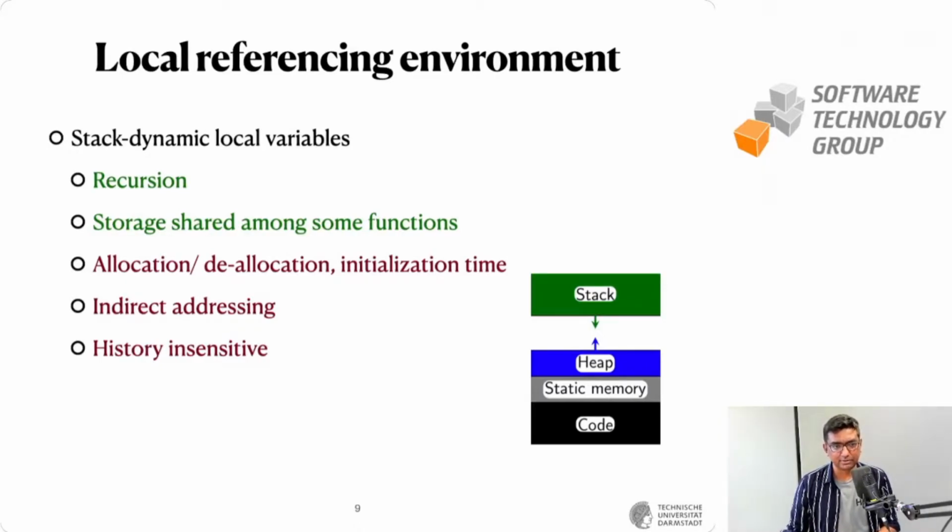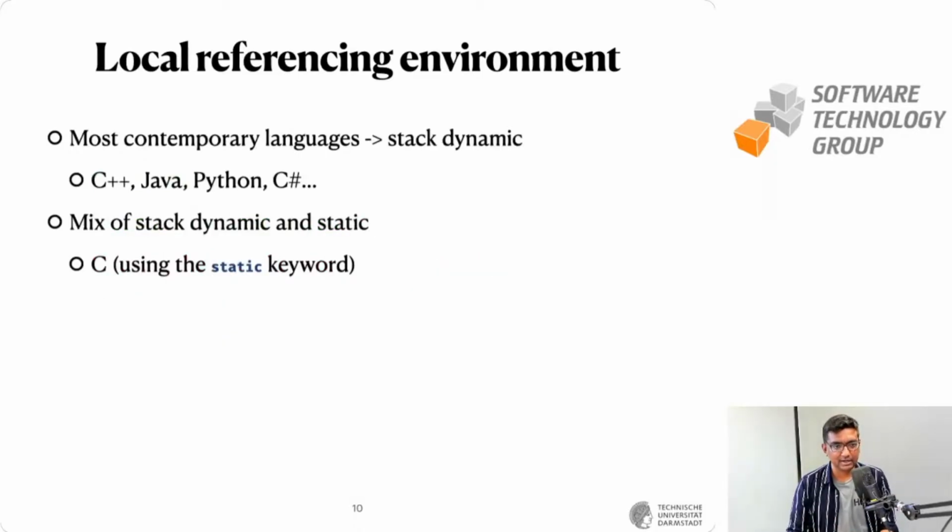But as mentioned before, most modern languages use stack dynamic local variables to handle variables that are local to their functions. Again, C++, Java, Python, and C# all use stack dynamic variables for their local variables. Languages like C also provide the opportunity to define variables inside your function which have global scope and are dealt with statically by simply using the static keyword.